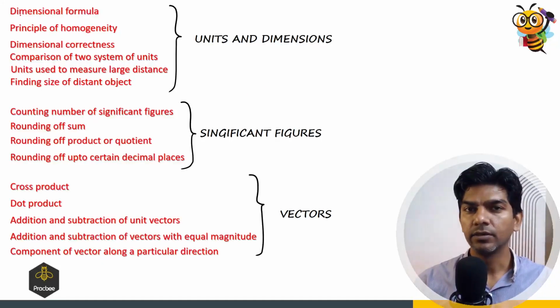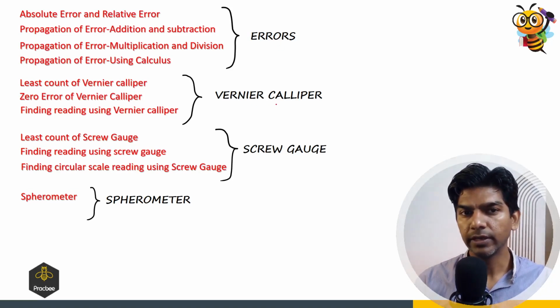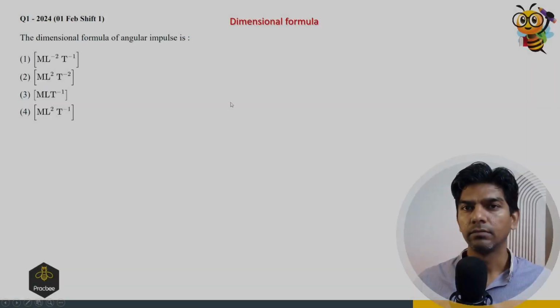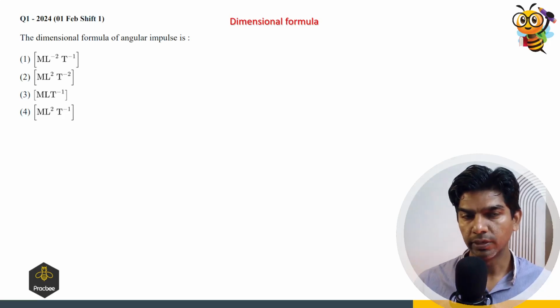We will see around 6 problem types in units and dimensions, in significant figures around 4 problem types, in vectors around 5 problem types, in errors and its propagation around 4 problem types, and in Vernier caliper and screw gauge 3 problem types each. And we'll also discuss spherometer because there was a question based on this instrument in one of the JEE papers. Now let us start with the very first problem type, which is based on dimensional formula.